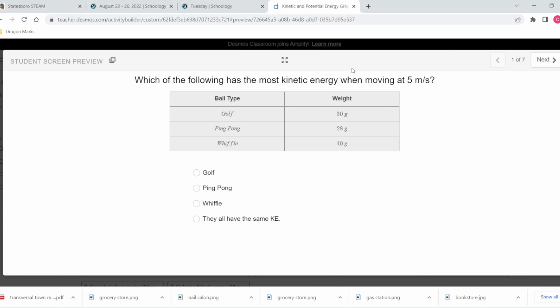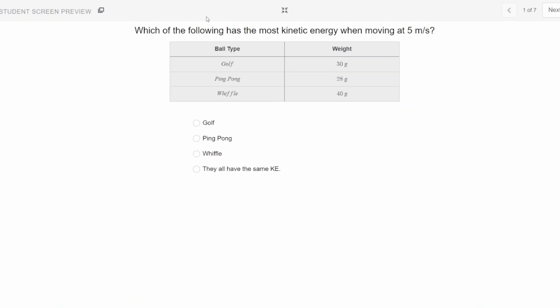Today, let's have a look at the Desmos we did last week. Which of the following has the most kinetic energy when moving at 5 meters per second? Well, kinetic energy depends on mass and velocity. Since the velocity is the same, the one with the bigger mass or the bigger weight will have the bigger kinetic energy. So, in this case, the wiffle ball.